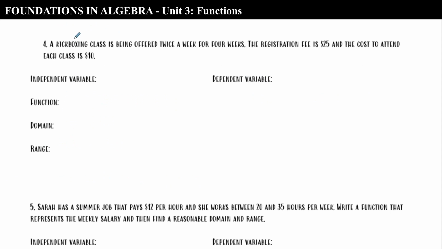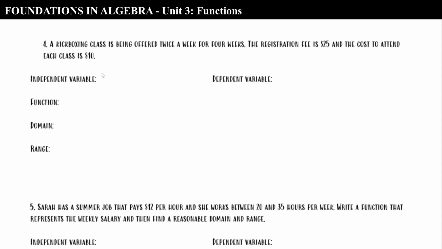All right, for number 4, a kickboxing class is being offered twice a week for 4 weeks. The registration fee is $25 and the cost to attend each class is $10. Again, we are going to be talking about a discrete function because we cannot go to half a class and pay half the price. I very much doubt that they will allow that.